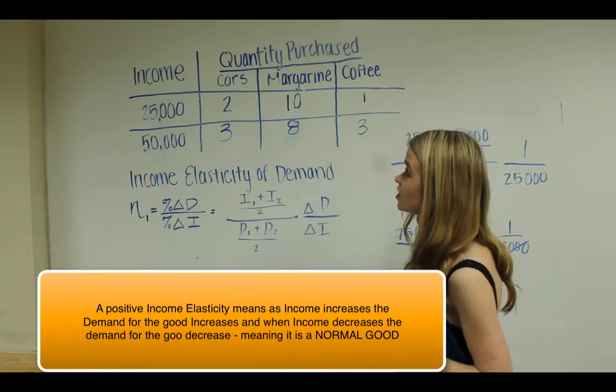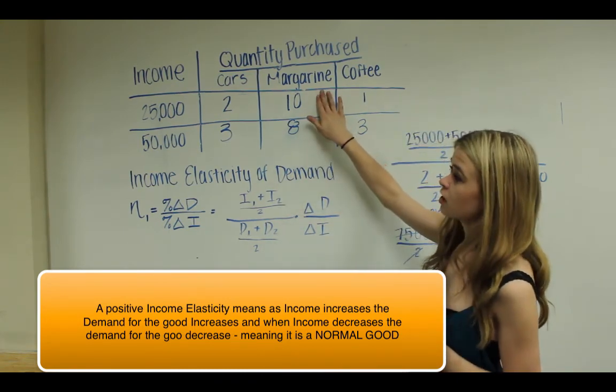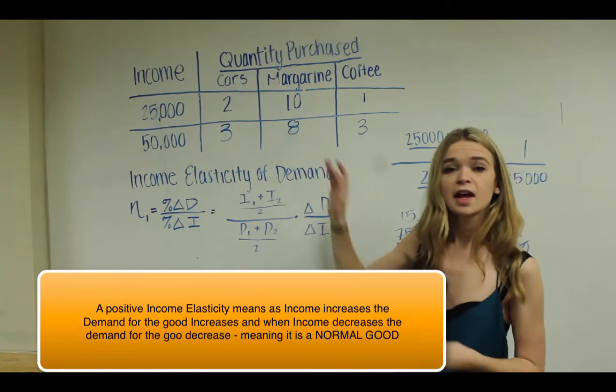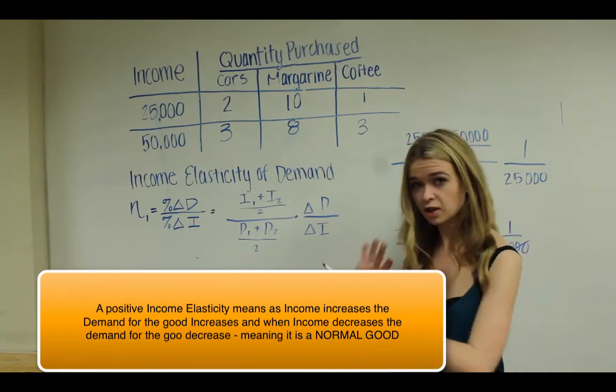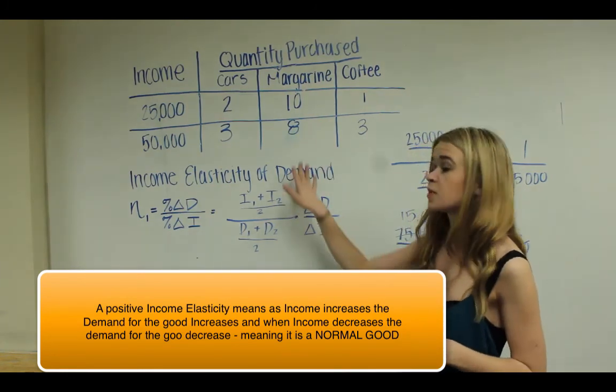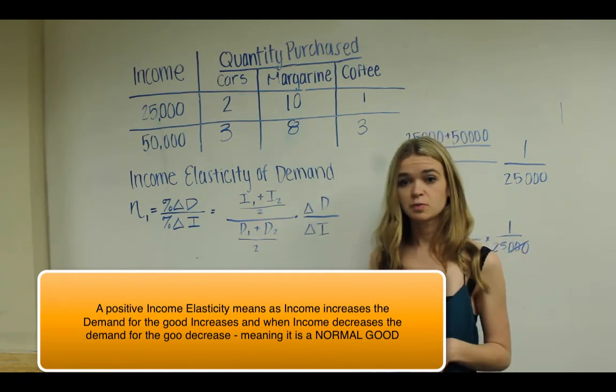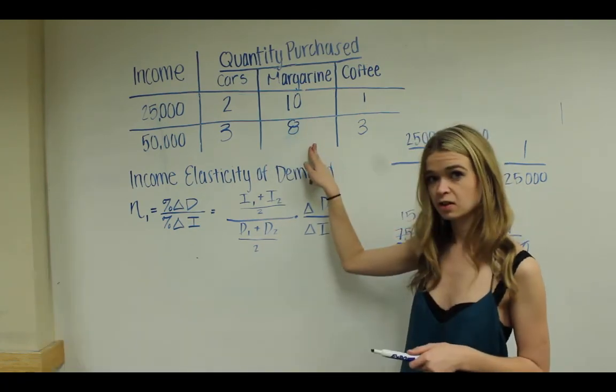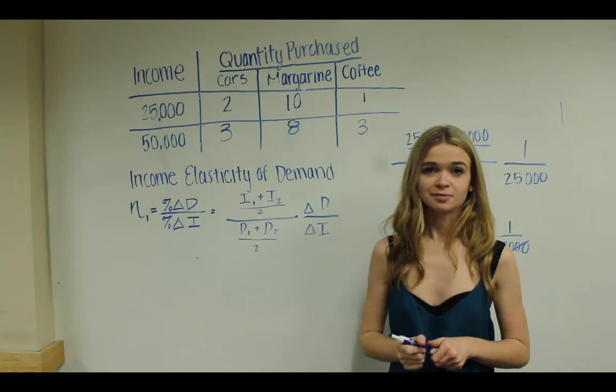But as you're going to see in the next example, margarine goes down from 10 to 8. And we're going to calculate it, so don't worry too much, but that becomes an inferior good because people purchase less of it when they have more income.